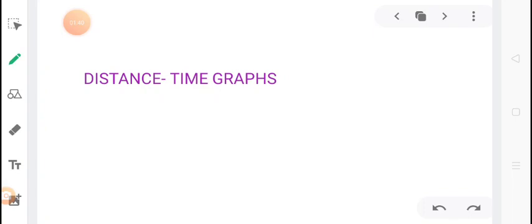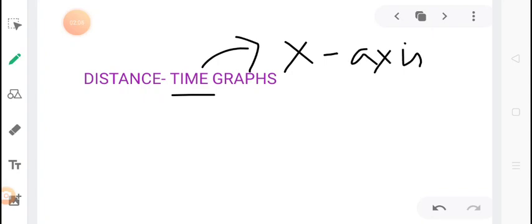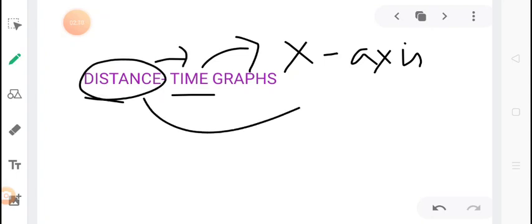But before we begin discussing these graphs, one bit of information I would like to share with you all: since time is the factor on the basis of which distance is being measured, in this case time is the independent quantity and that's why it is always plotted on the x-axis, while distance is being measured with respect to time, so it is the dependent quantity and it is always plotted on the y-axis. This thing you should always remember.